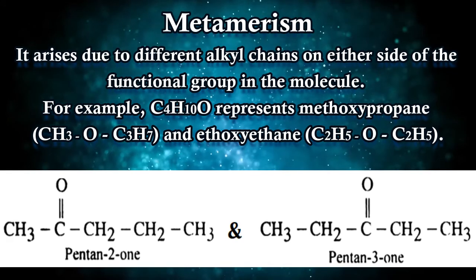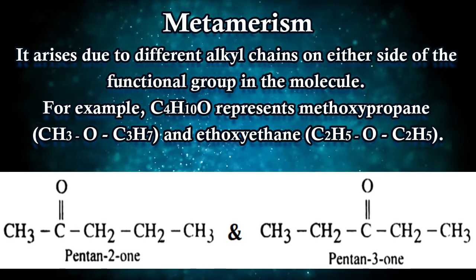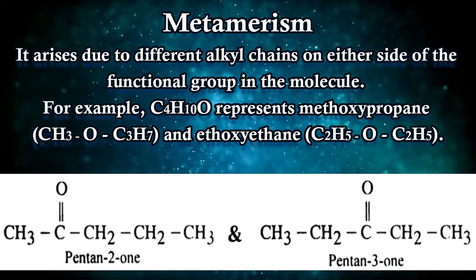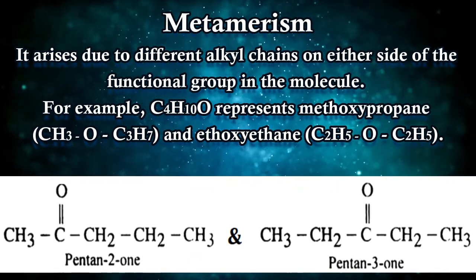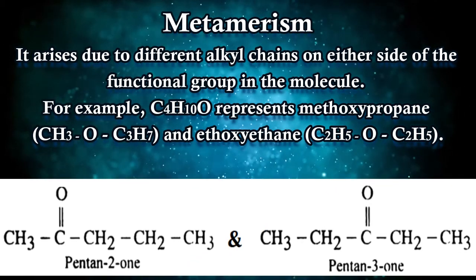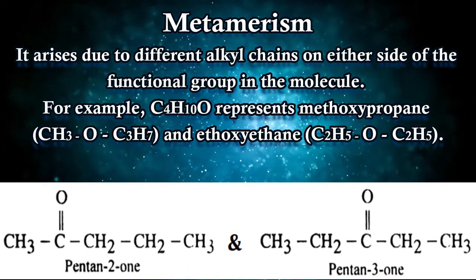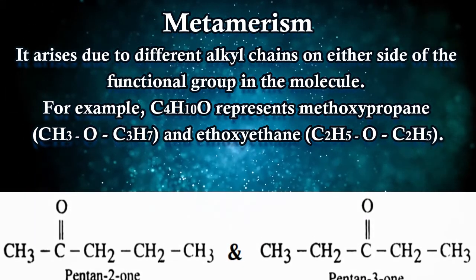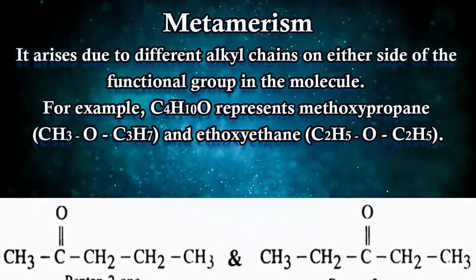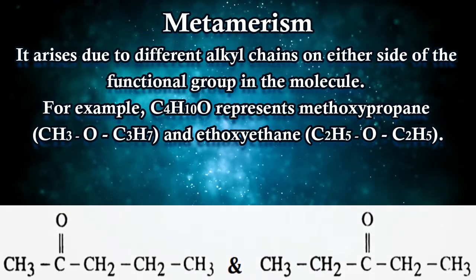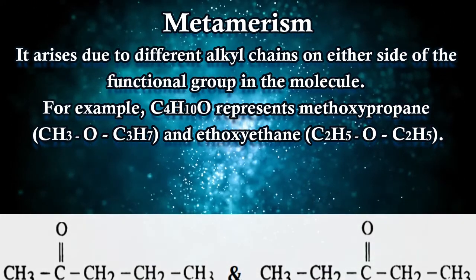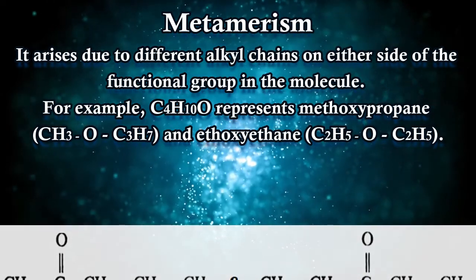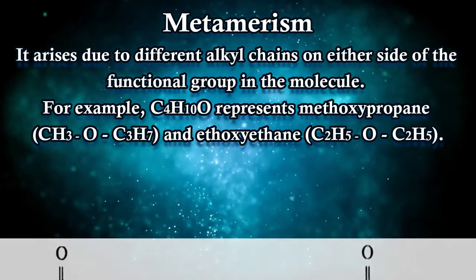Okay, now the same thing is applicable for pentan-2-one and pentan-3-one also. Here, in pentan-3-one, on both the sides an ethyl group is present, whereas in pentan-2-one on one side methyl is present and on the other side propyl is present. So metamers are nothing but compounds where there are different alkyl chains on either side of the same functional group, right? Then they will be called metamers. Okay, so this was all about the structural isomers.